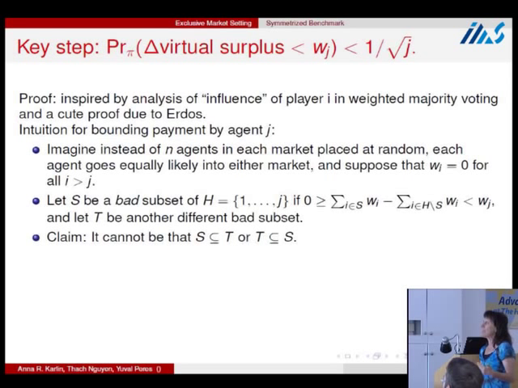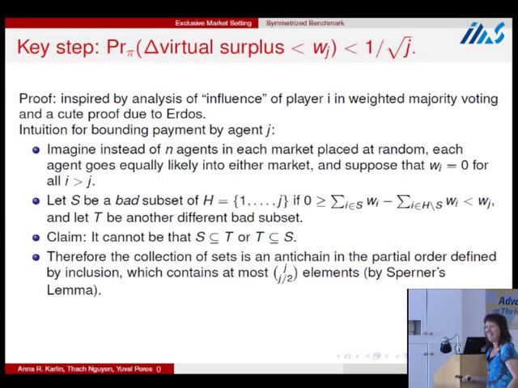So the claim is that it can't be that S is a subset of T or T is a subset of S. Why is that? Suppose the partition is S and the rest of the agents, and T is some superset of S. That means I'm still bad if I move the remaining elements from T over to this side. But if S was bad, the difference in the sum of the weights between these two was less than or equal to Wj, which means that when I move elements over, it has to be at least Wj. I saw a couple nods, so that's good enough.